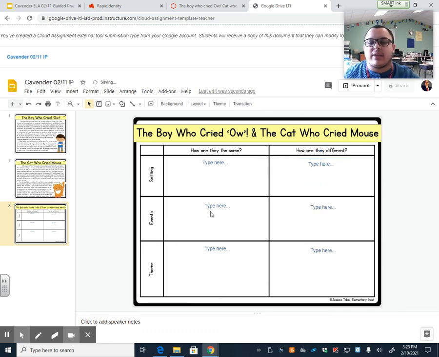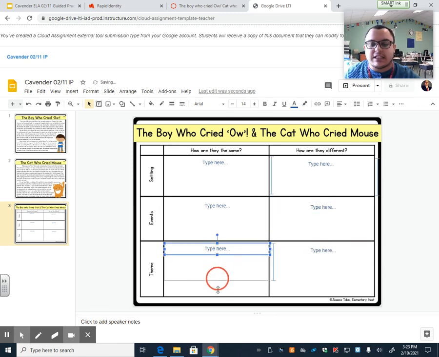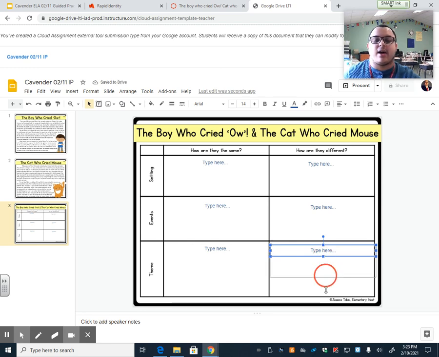You're going to tell me how the events in the two stories are the same. You're going to tell me how the events in both stories are different. Then you're going to tell me the theme. What is the big message, the big idea that the author wants you to know? How are they the same? And then you're going to tell me how they're different.